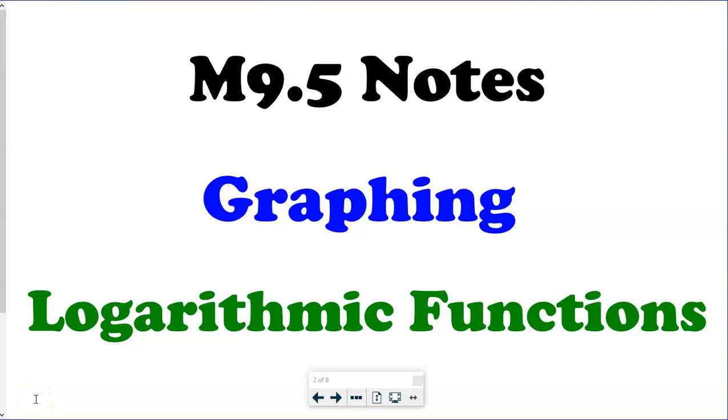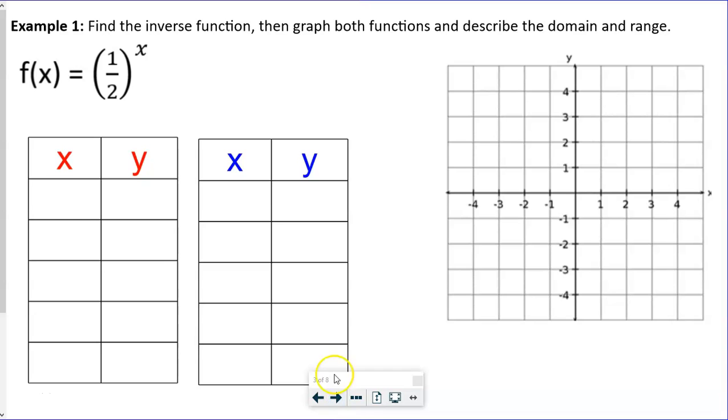So in this video today, we're going to go over graphing logarithmic functions. First, what I want to do is talk to you about how graphing an exponential function is related to graphing a logarithmic function. So we're going to first go ahead and graph this. To do that, we're going to go to Desmos, put this equation in there, and find our table.